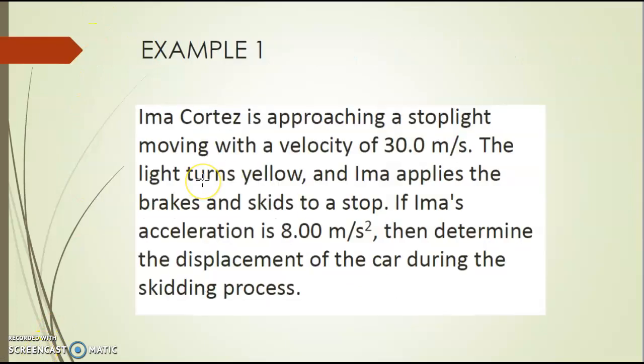Let's have example number 1. Ima Cortez is approaching a stoplight moving with a velocity of 30 meters per second. The light turns yellow and Ima applies the brakes and skids to a stop. If Ima's acceleration is 8 meters per second squared, then determine the displacement of the car during the skidding process. So we're looking for the displacement.